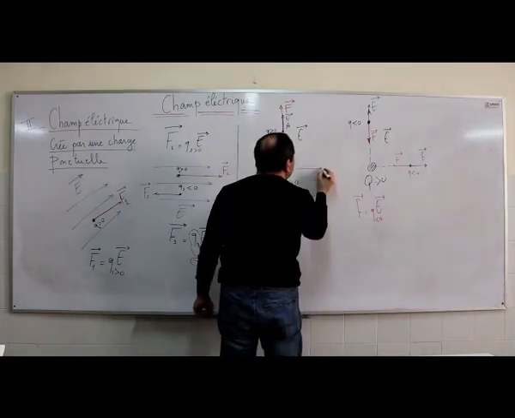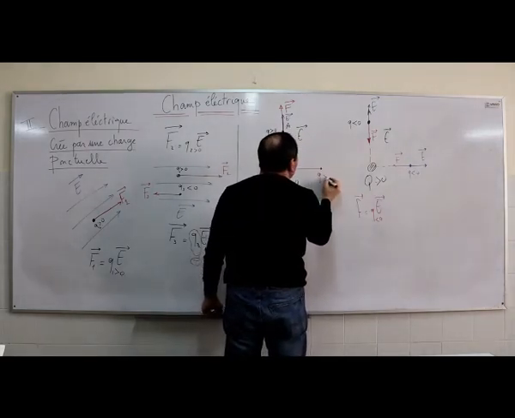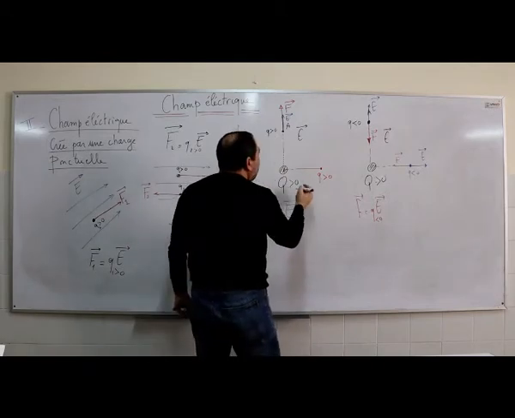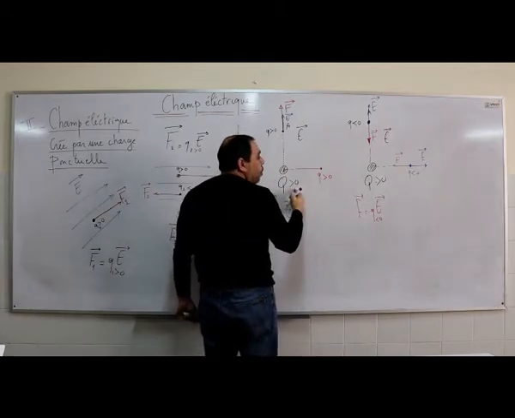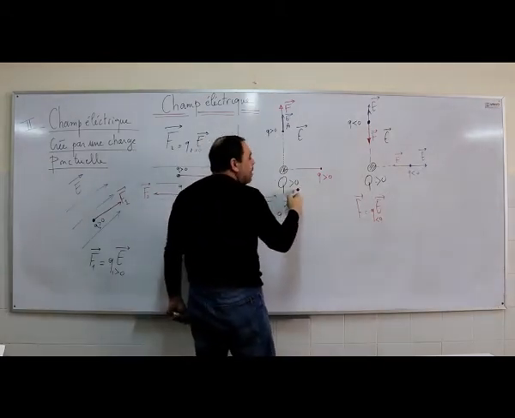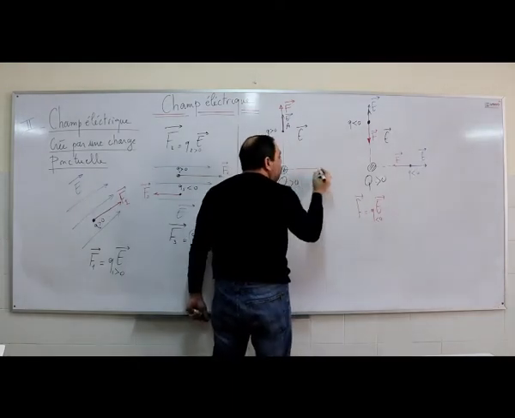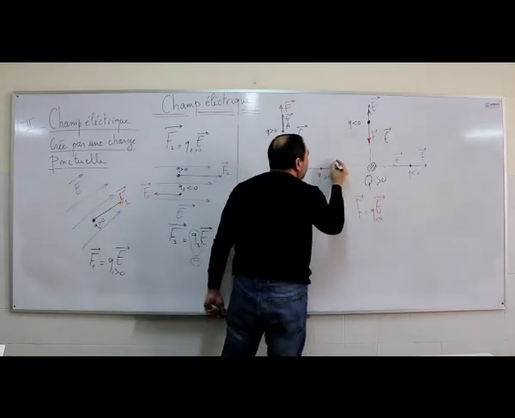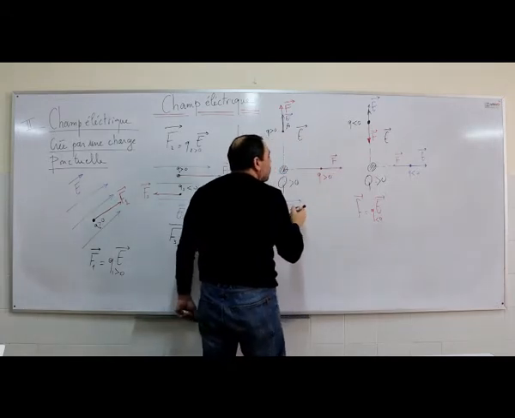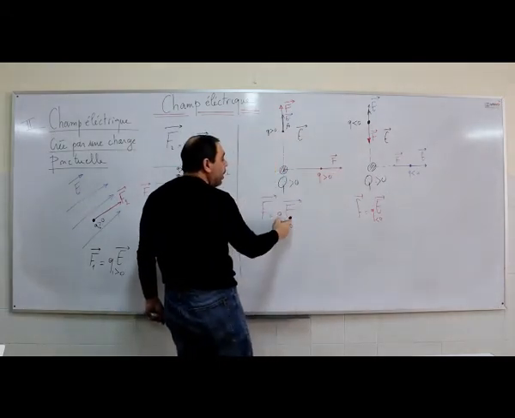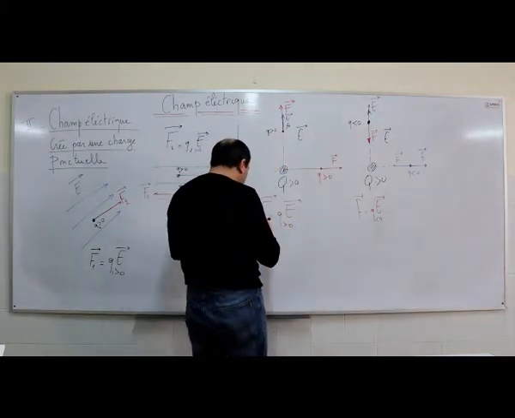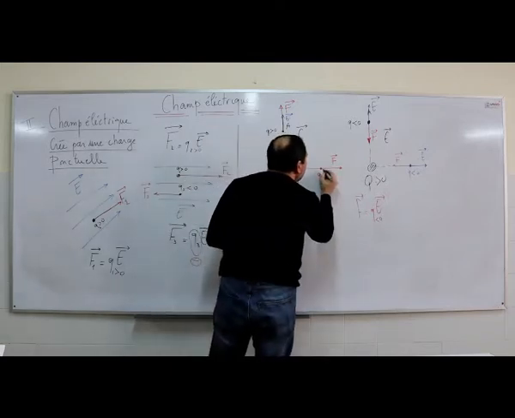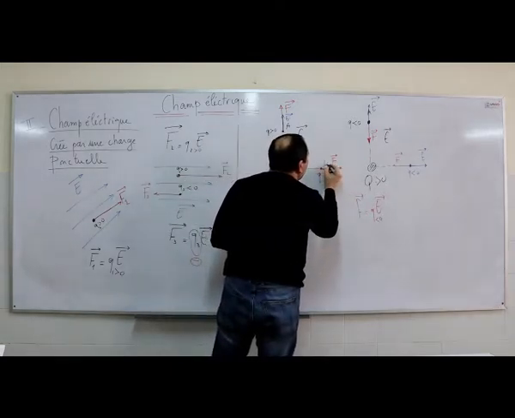Let's place a point charge here, q, which is positive. These two charges have the same sign, so they will repel. Big Q will repel small q. Now since F equals qE and q is positive, the electric field has the same direction as F.